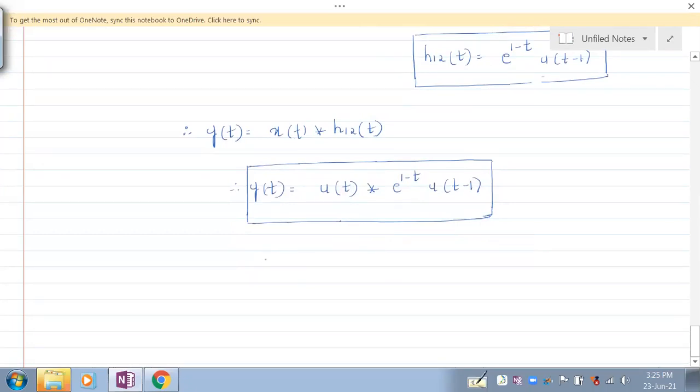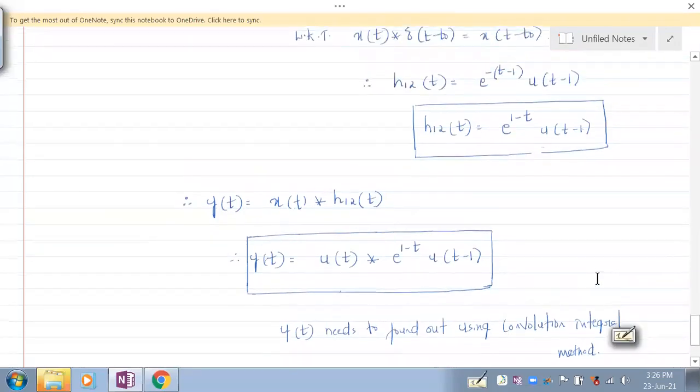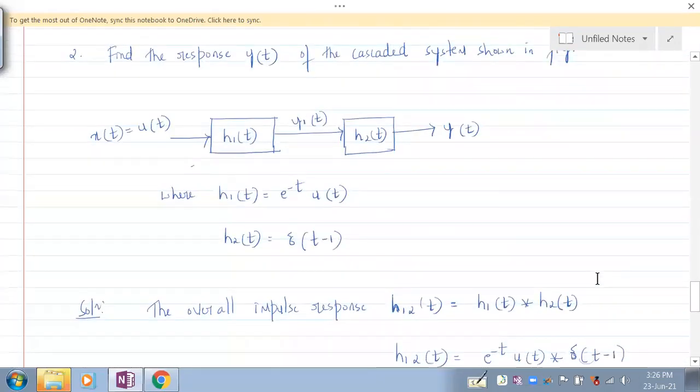Fine, so let me put the note: y of t needs to be found out using the convolution integral method. Okay, but since it is not in the scope of what we're learning here, let's stop it there.